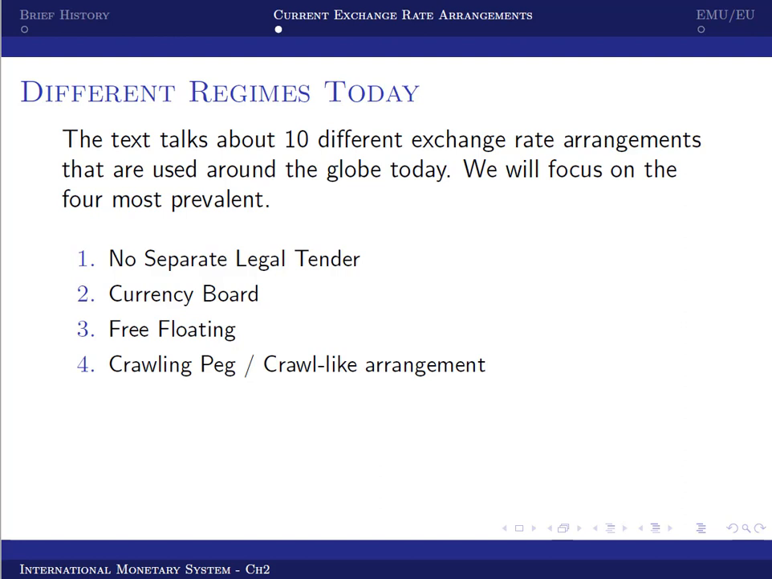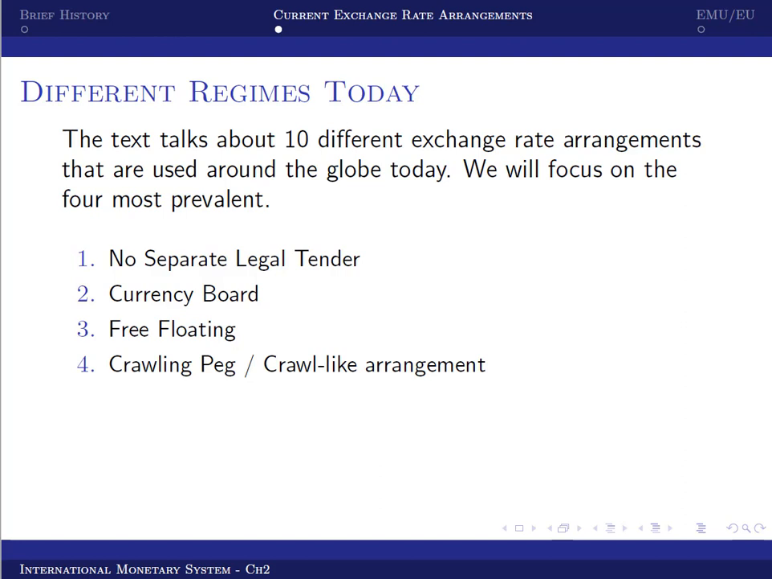The next regime is the free-floating regime. This is where the currency is allowed to change based on market conditions, that is, supply and demand for the currency, and intervention is only going to happen in extraordinary circumstances. The examples of this are going to be the big currencies around the world: the euro, the US dollar, the Australian dollar, Canadian dollar, the UK pound, Mexican peso, and the Japanese yen are all examples of free-floating currency.